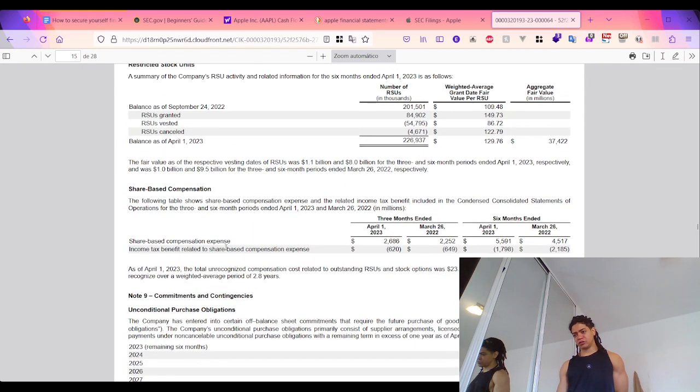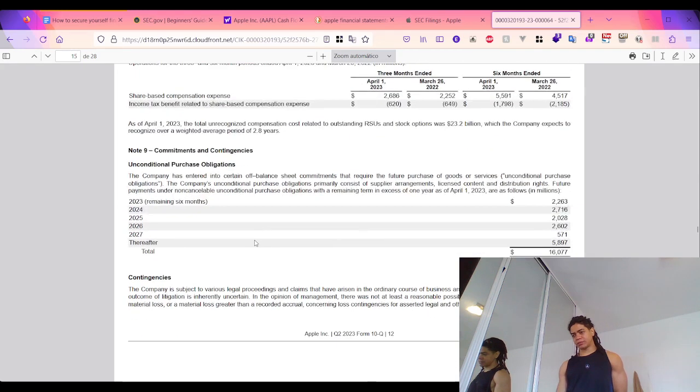Income tax benefit related to share-based compensation expense. The company has entered into certain off-balance sheet commitments that require the future purchase of goods or services. Future payments under non-cancelable unconditional purchase obligations with remaining terms in excess of 1 year as of April 1, 2023 are as follows, in millions. This is their expectations.